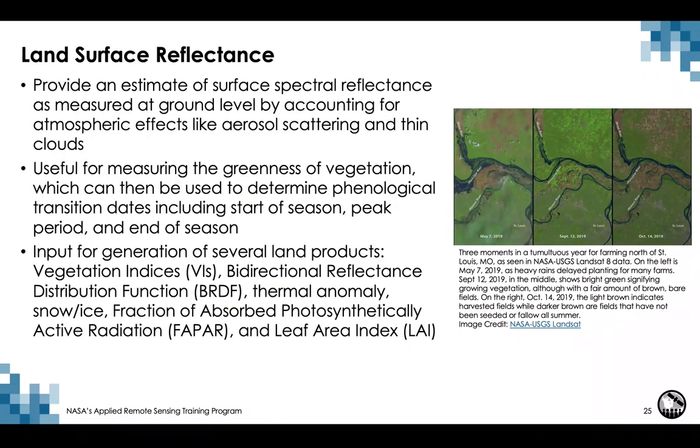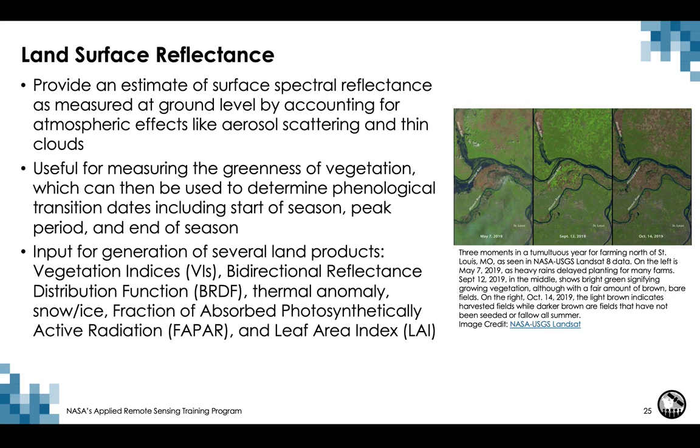The first analysis-ready scientific product we will discuss is land surface reflectance. Land surface reflectance provides an estimate of surface spectral reflectance as measured at ground level by accounting for atmospheric effects like aerosol scattering and thin clouds. It is a ratio of surface radiance to surface irradiance, and as such it is unitless and typically has values between 0 and 1. It allows for quantitative comparisons of satellite images acquired under widely varying atmospheric conditions for consistency and repeatability.